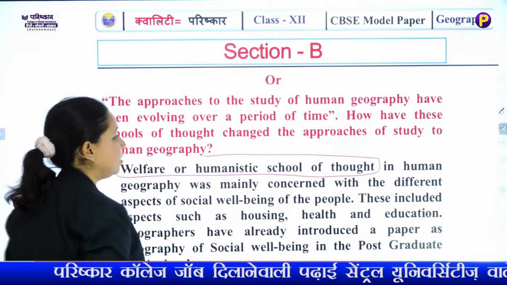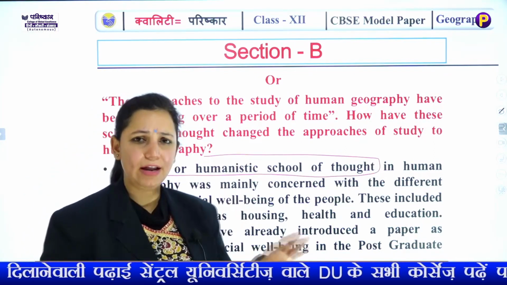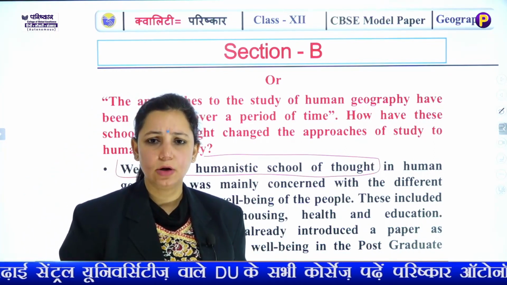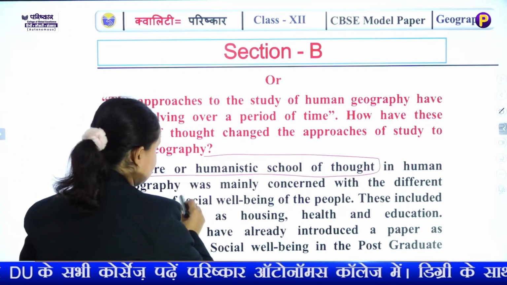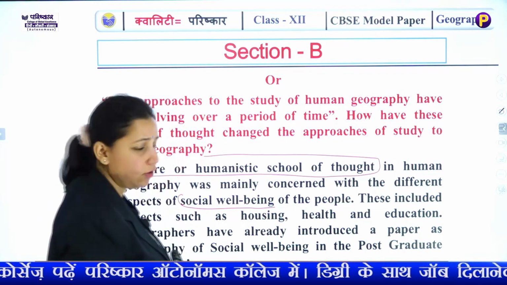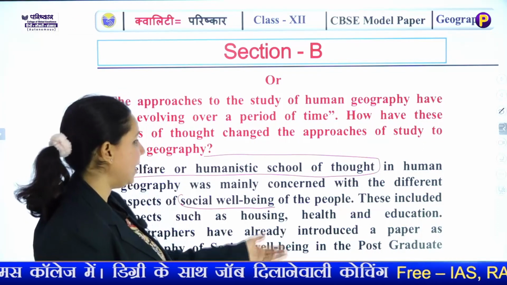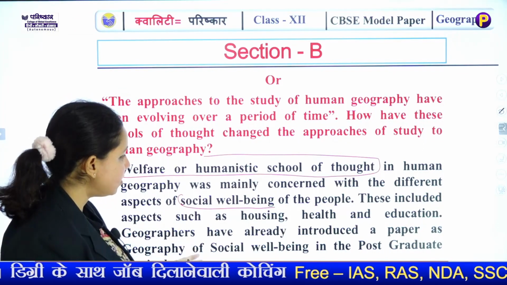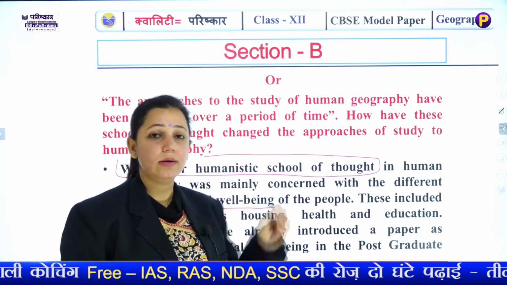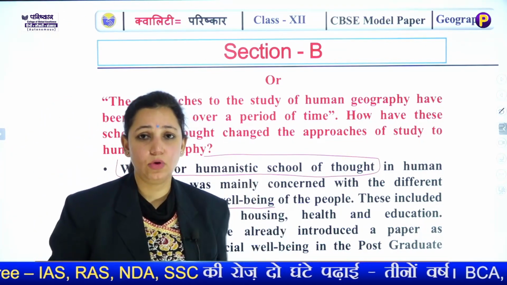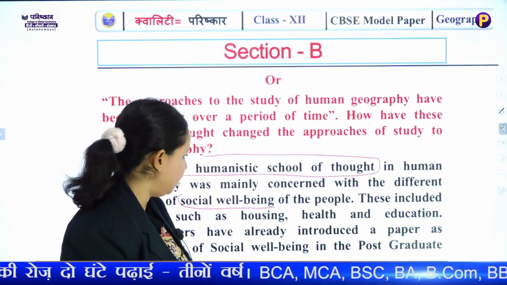What the welfare humanistic thought teaches us is that it talks about the welfare of the whole society, the whole community itself, meaning social well-being of the people. It talks about giving them a better standard of living, health, education. Geographers have already introduced a separate paper. It is very important because of its growing importance, and more emphasis is given to this. A separate paper has also been given.